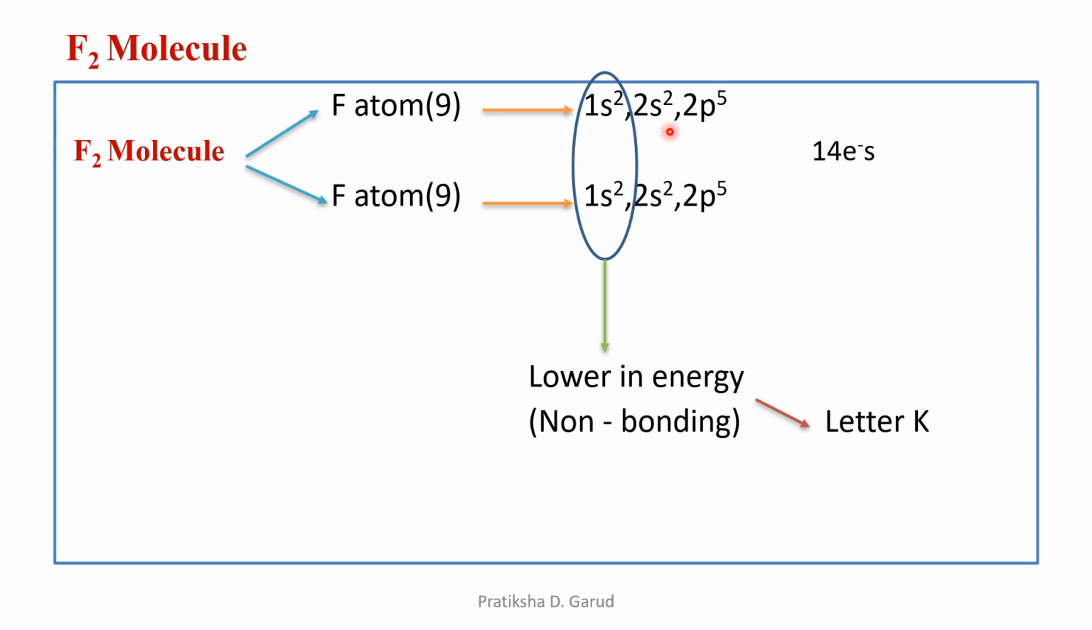Now from the first fluorine atom, we have 2 plus 5, these are the 7 electrons. Again from the second fluorine, 2 plus 5, these are the 7 electrons. So 7 from the first fluorine and 7 from the second fluorine. The total is 14 electrons, and these 14 electrons we have to put in the MO energy level diagram of the fluorine molecule.